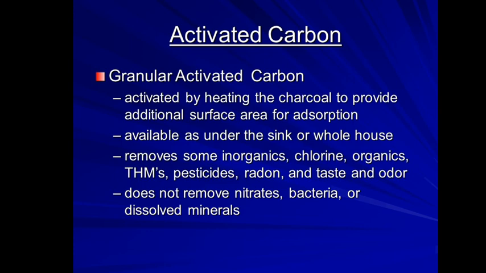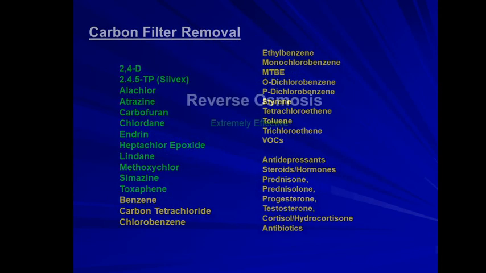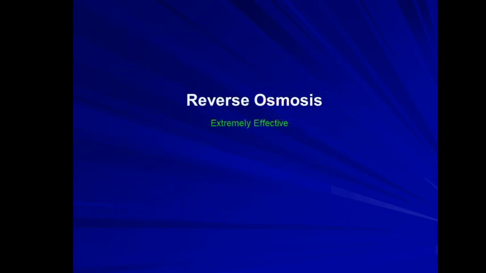It is available under the sink or for the whole house. It removes some inorganics, chlorine, organics, pesticides, and taste and odor from the water. But it does not remove nitrates, bacteria, and dissolved minerals. The next one is carbon filter removal, which is about activated carbon.